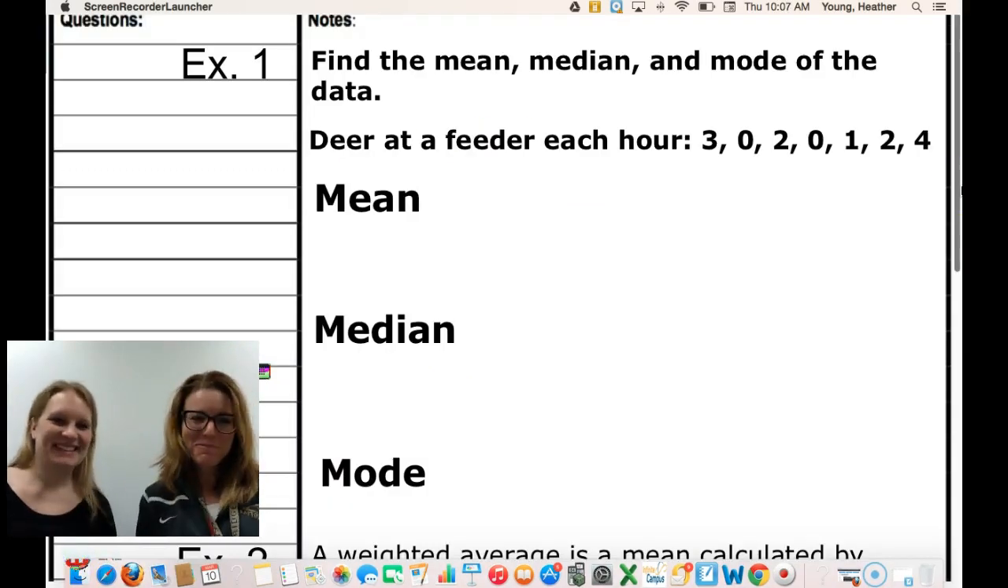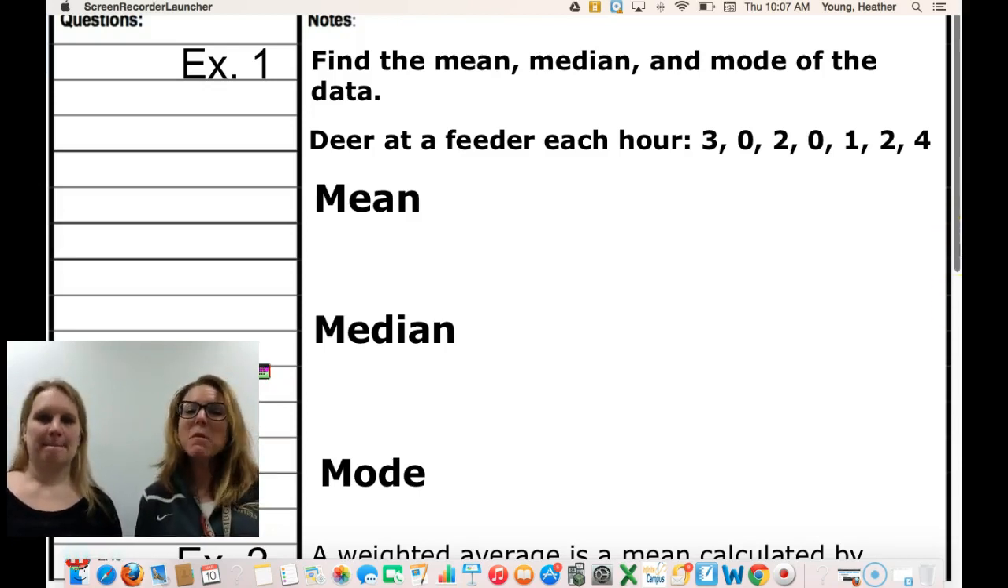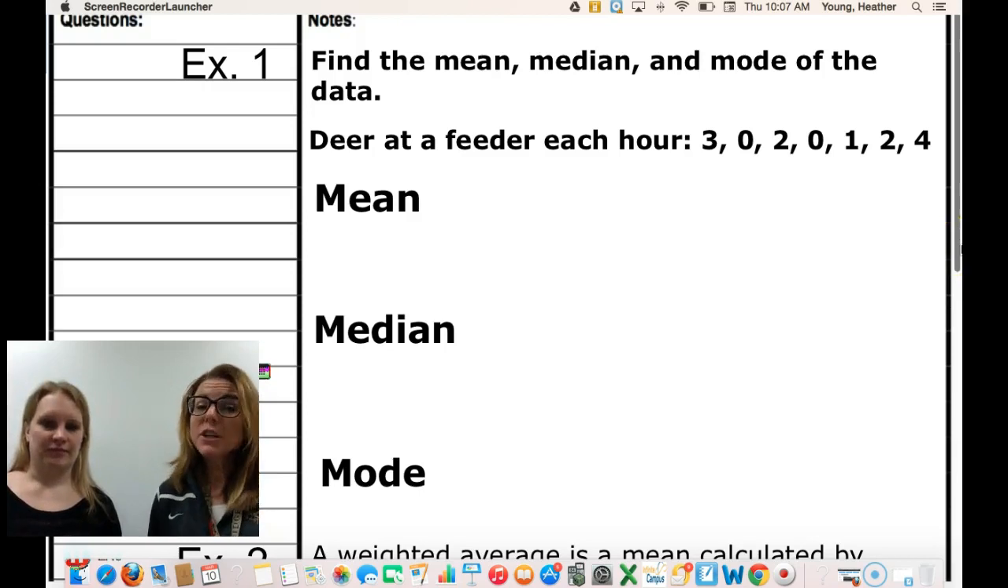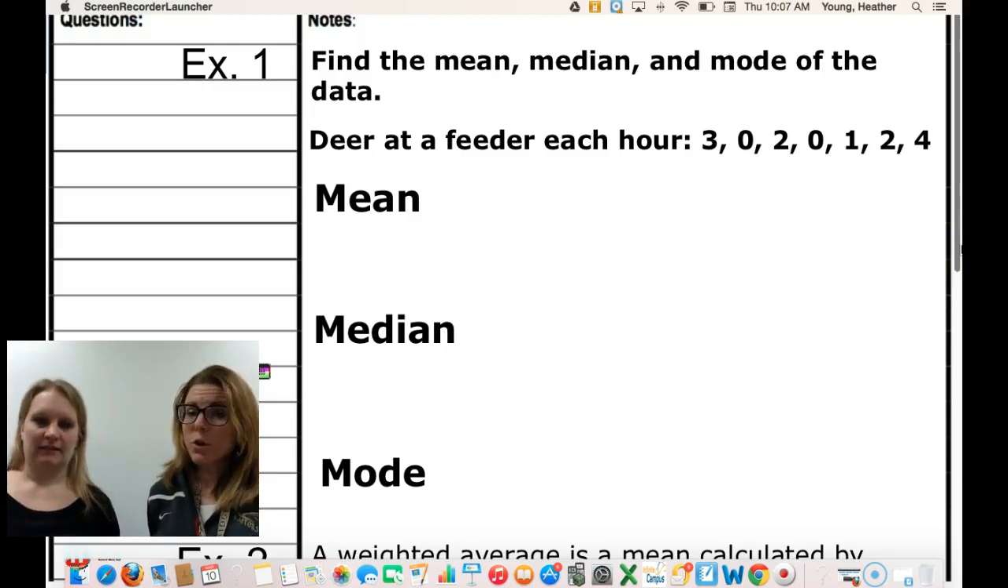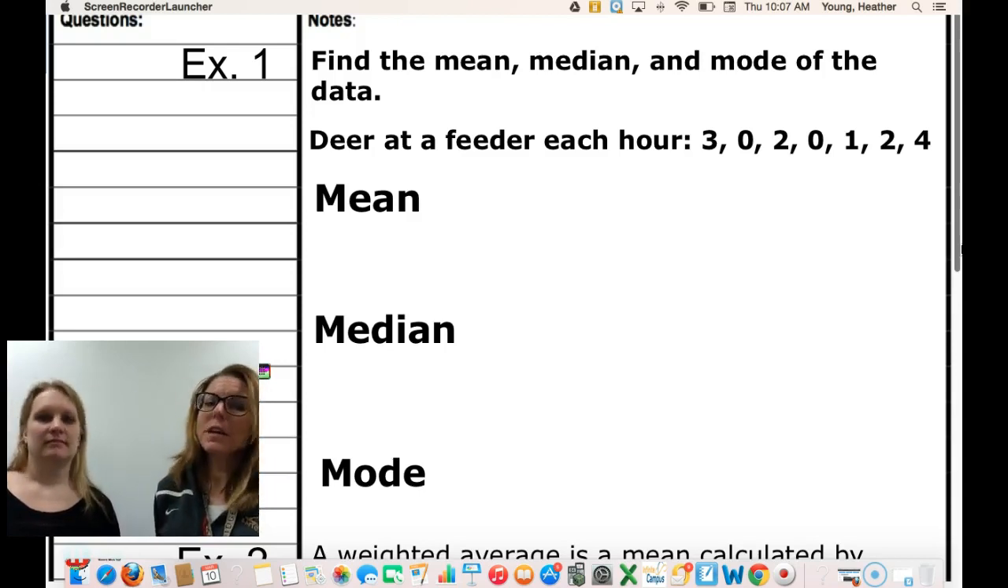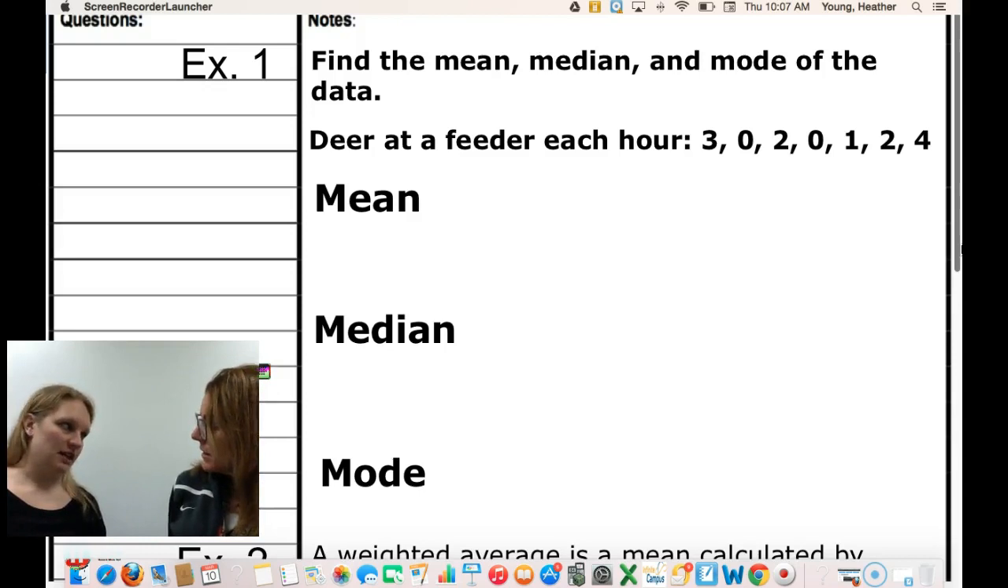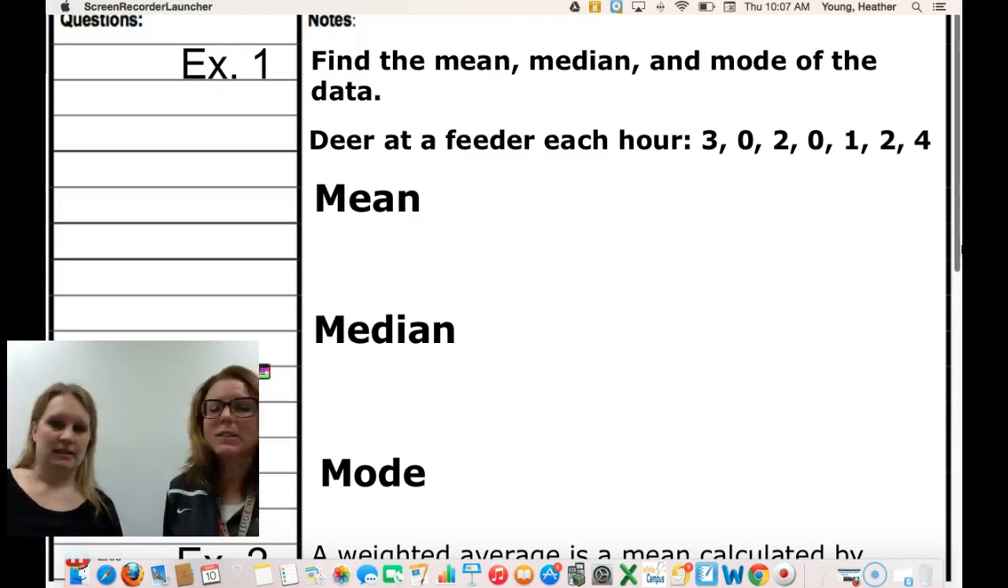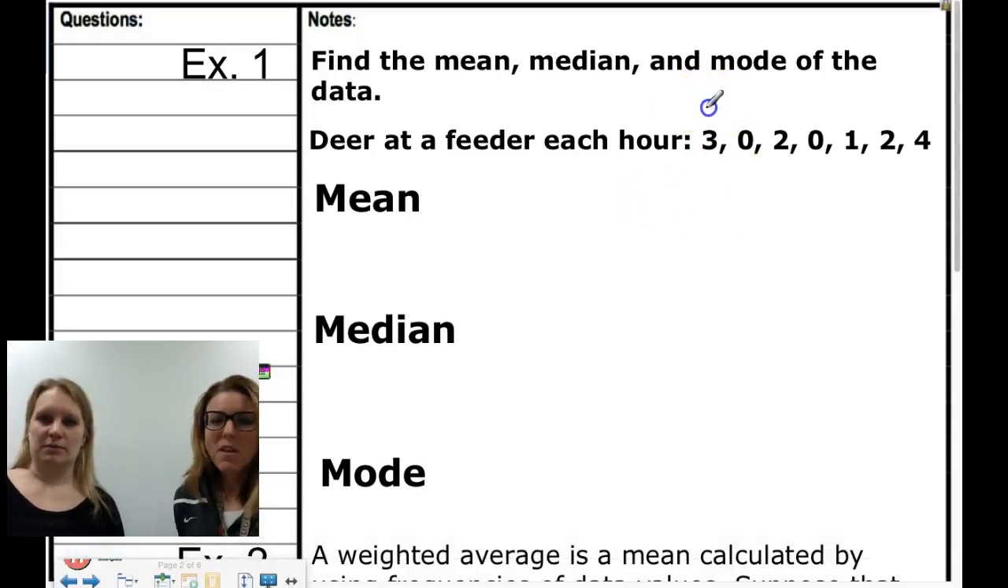Here we go. Example number 1. All right. Find the mean, median, and mode of the data. We have deer at a feeder each hour. There are 3, then 0, then 2, then 0, then 1, then 2, then 4. That's our data. First thing I like to do is put it in order right away. Okay, let's do it. So I'm going to put it in order from smallest to largest.